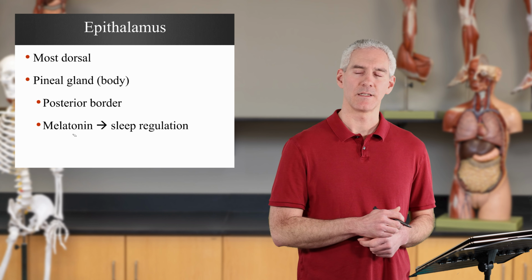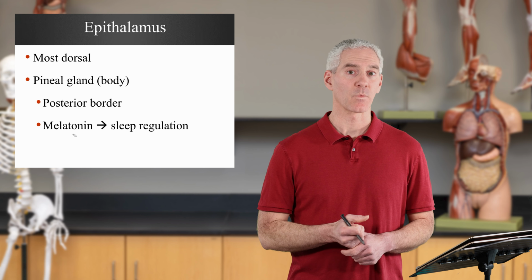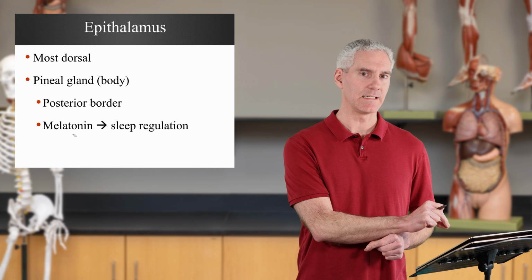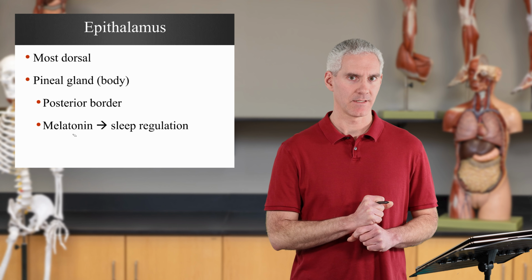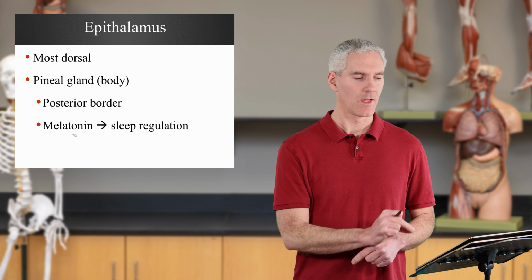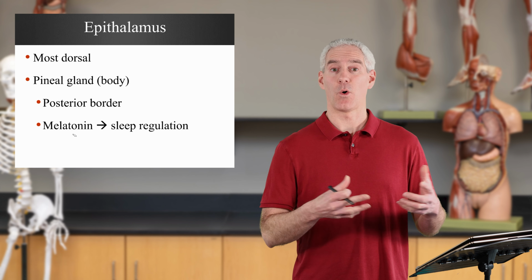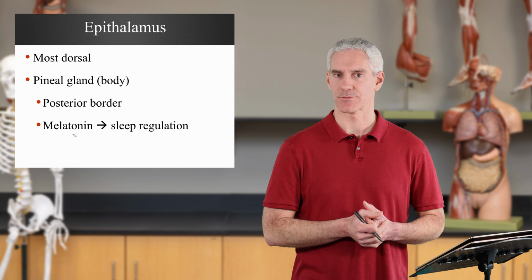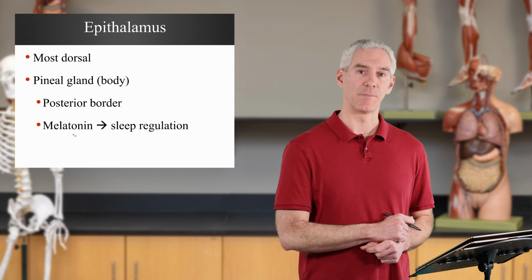So melatonin is helping with sleep regulation. Be careful, it's melatonin, not melanin. Melanin is the pigment in skin. This is melatonin. So the pineal gland is pretty much the only thing found in the epithalamus region, and it's producing melatonin. So that is the diencephalon, the region just above or superior to the brainstem. Thalamus, hypothalamus, and epithalamus are the three regions of the diencephalon.